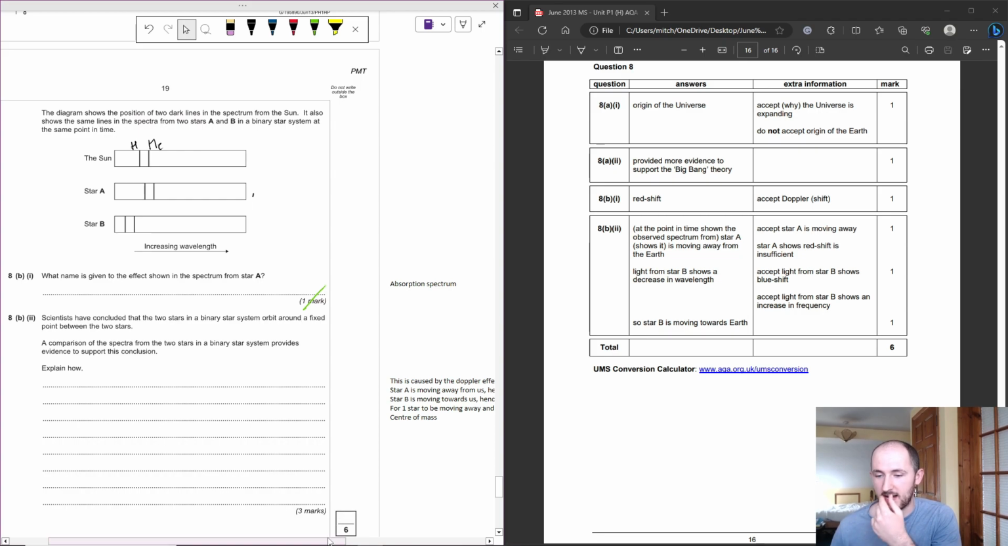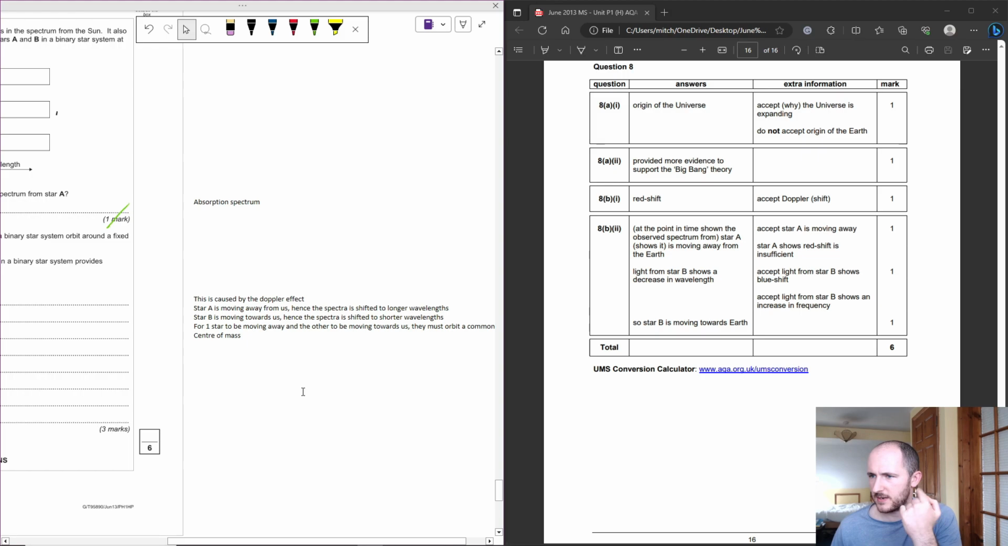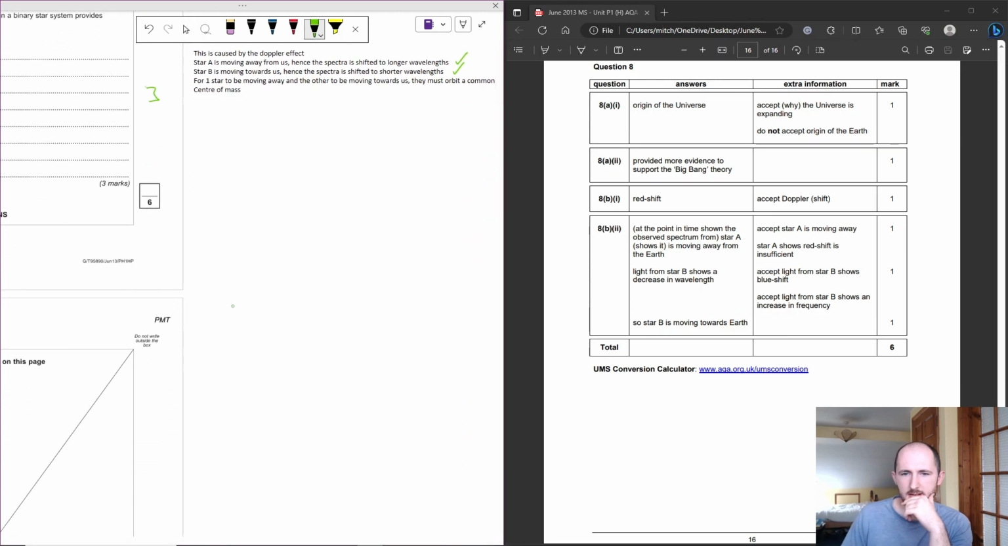This is pretty much entirely correct. So, star A is moving away from us, star B is moving towards us. Both of those are correct. Oh no, I got the full marks, yeah, because I wrote about the longer wavelengths and everything. Okay. So did I only lose 1 mark in that? Okay. 5. Alright, let's quickly add up our marks.